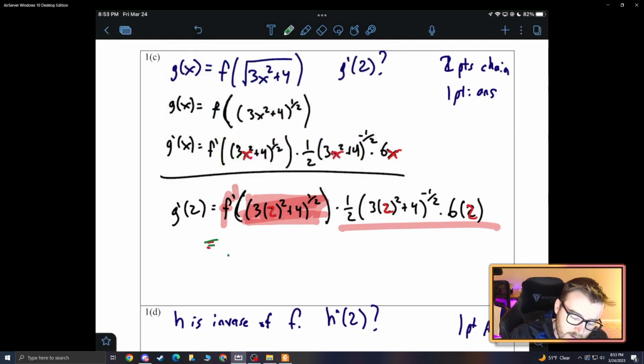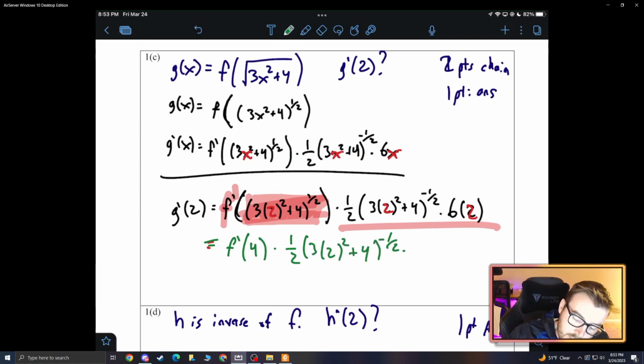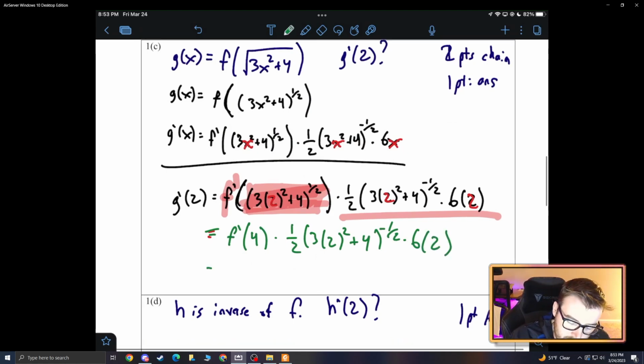We have to find f prime of 2 squared is 4. 4 times 3 is 12. 12 plus 4 is 16. And 16 raised to the half is 4. We need to find f prime of 4. Everything else, if you want to do a little bit of math, sure. But everything else can be left completely alone. There's no need to solve it.